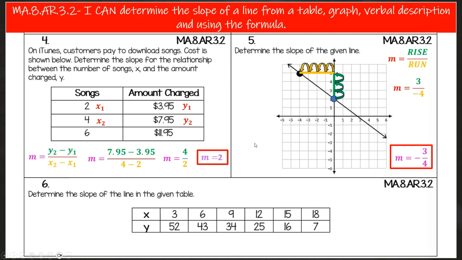All right, question number 6. Determine the slope of the line in the given table.